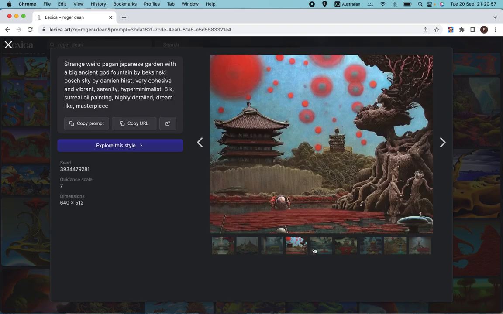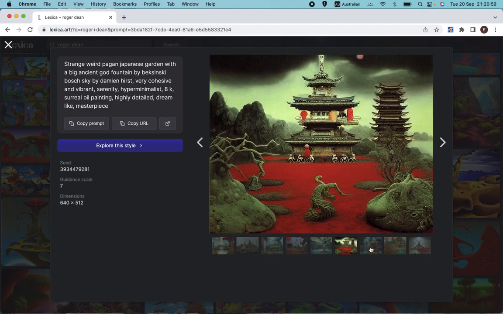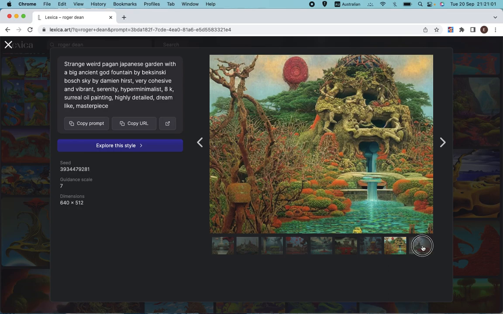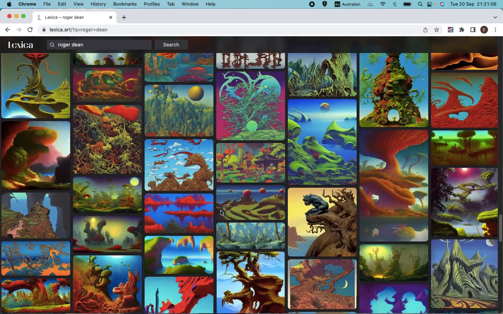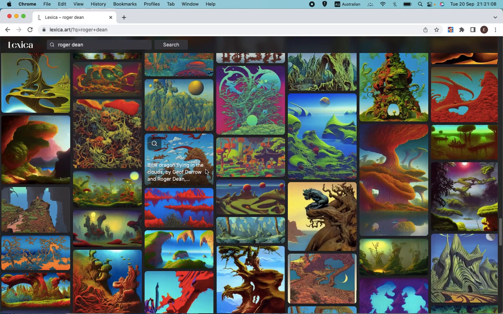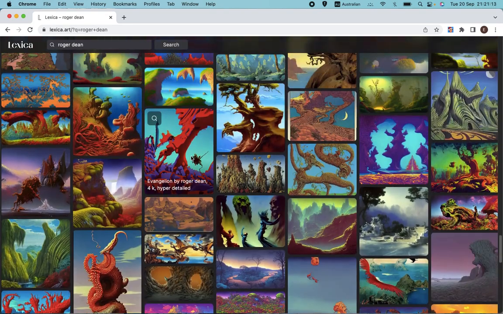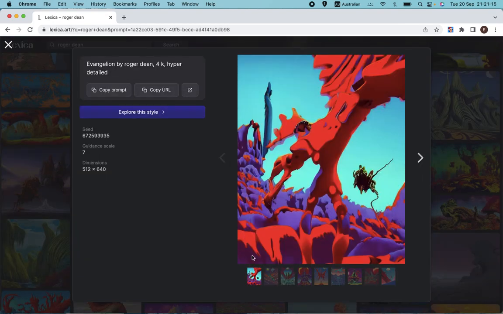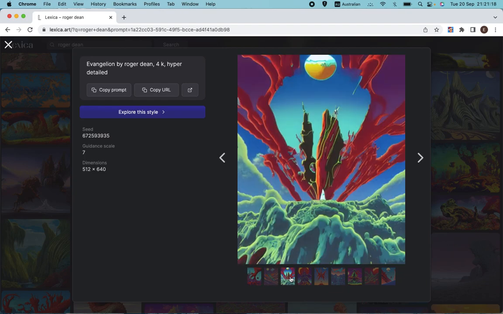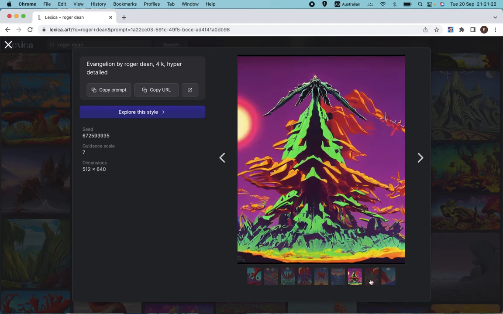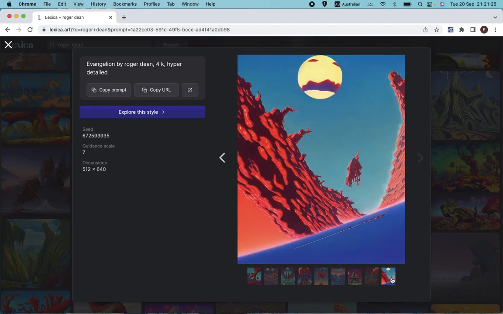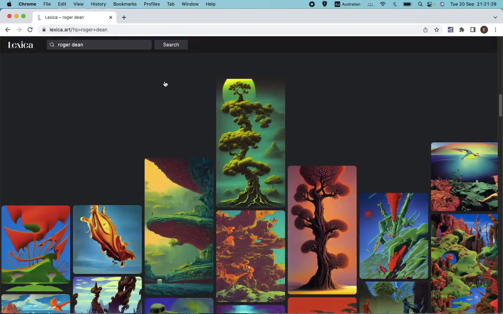This one is a bit unusual in that it isn't brightly coloured. Roger Dean's real work and the stuff you find when you search on Lexica both tend towards very bright colours, very bright, often primary colours. This is sort of more like what you'd expect. So if that is of interest to you, Roger Dean is one term that you might want to use.